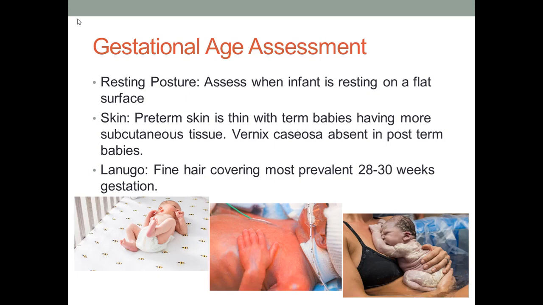Skin. On a preterm baby, you can see in this middle picture here, their skin is very thin. There's very, very little subcutaneous fat tissue, and it's just very taut and very shiny. You can see everything underneath of it.